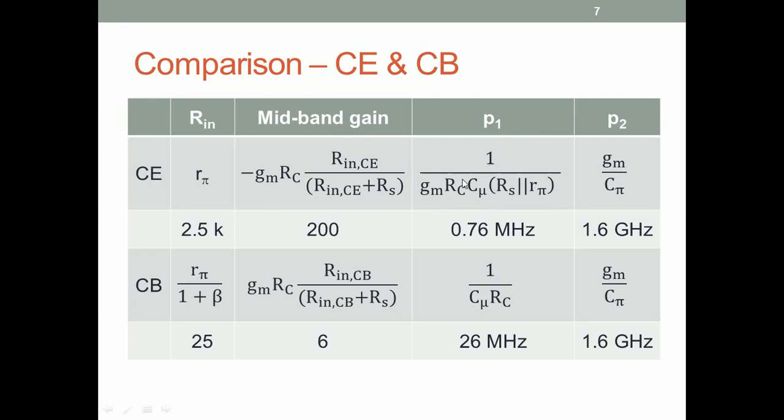And this, if you recall, comes from C mu being a Miller capacitor. C mu was connected between the input and the output of the common emitter amplifier, and therefore it experienced the Miller effect. And so its effective value on the input side was multiplied by GMRC, and so this became the effective capacitance. The common base amplifier does not experience Miller effect.